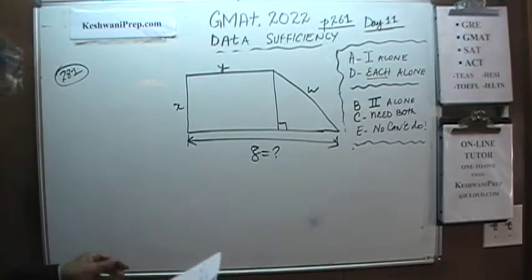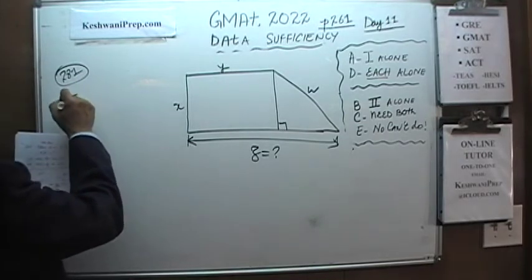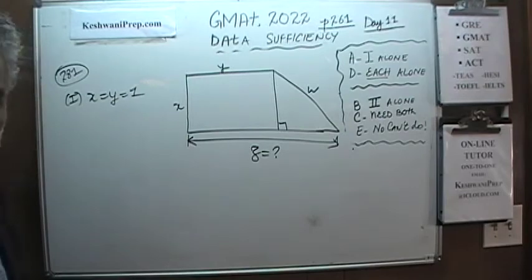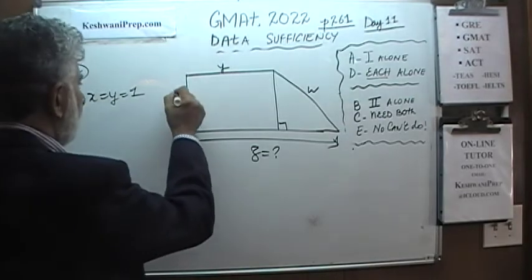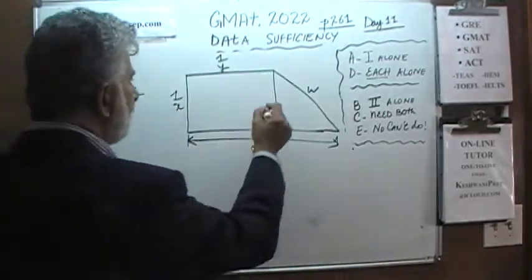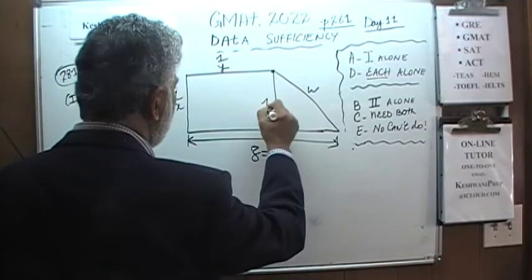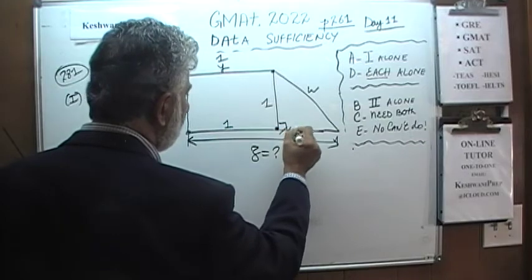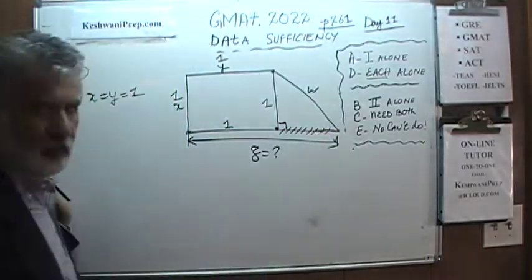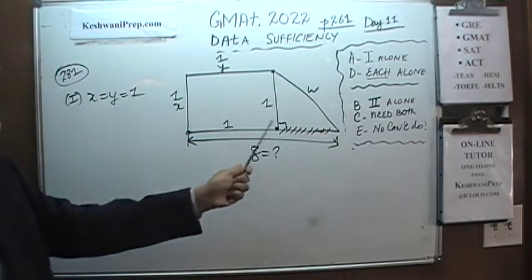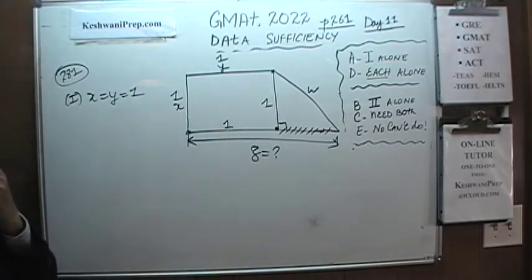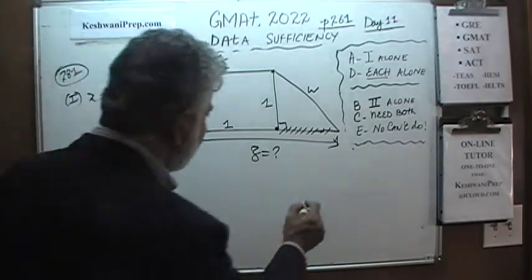Let's see what they tell us. The first statement tells us that X equals Y equals 1. Let's see what we can do with it. If X equals Y, which means from here to here is also 1, which means from here to here is also 1, but we still don't know what this distance is. And until we figure out this distance, we cannot figure out Z. Z is obviously 1 plus that distance, and we don't know what that is. The first statement by itself is no good.